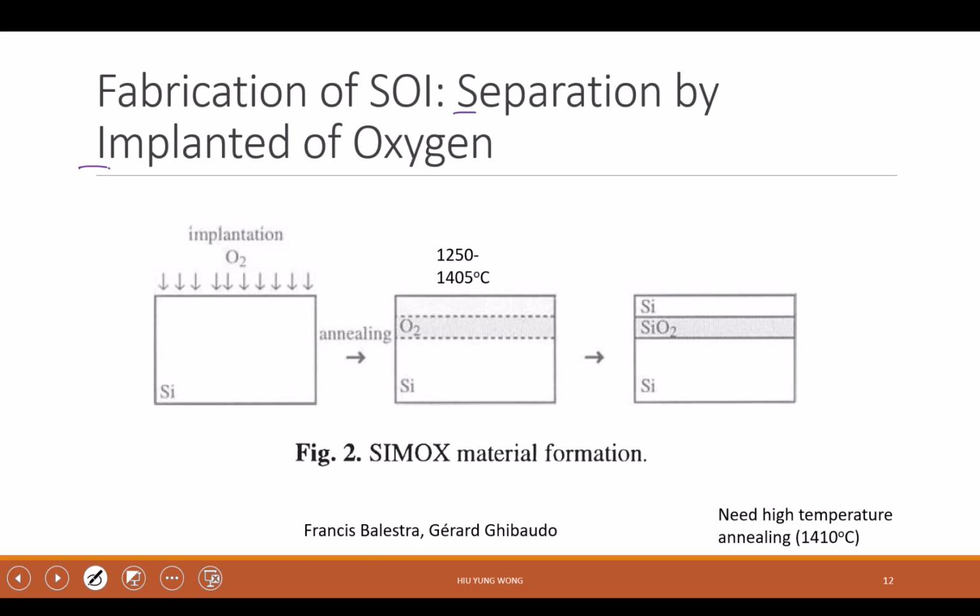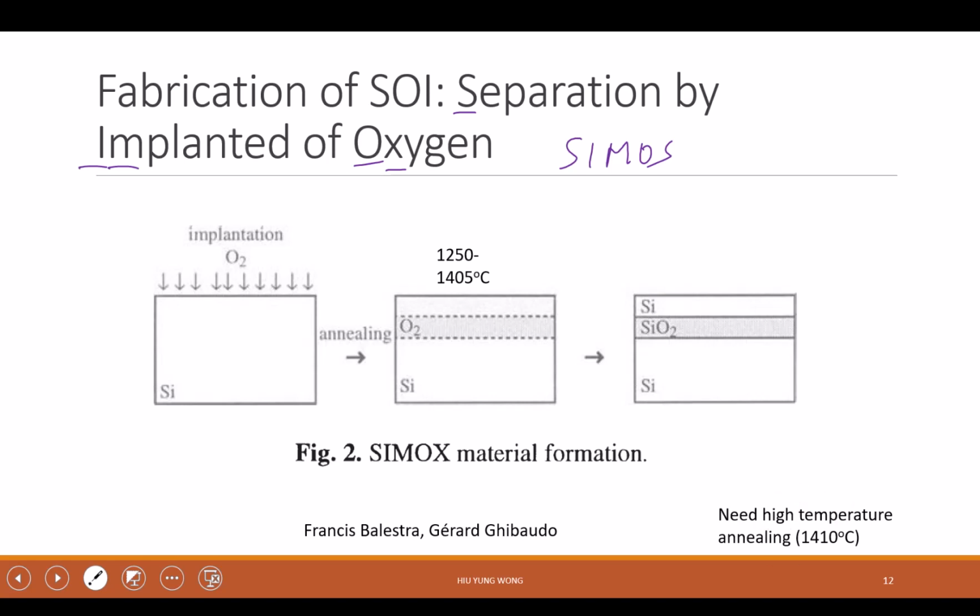SIMOX, right? So what you do is this: you implant oxygen ions with a high dose, so that they reside in this region. And then you go for a very high temperature annealing. This is very high, very close to the silicon melting point. Then they react with silicon, and you get a thin silicon on top of silicon dioxide. The main point is that this one is still crystalline. Okay, so that is the first method.